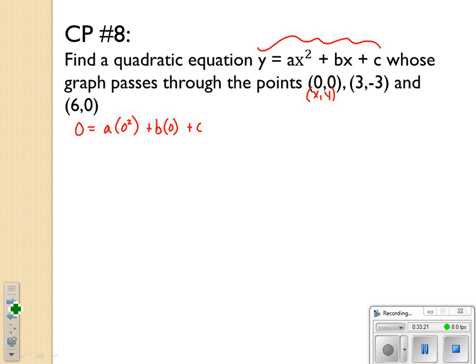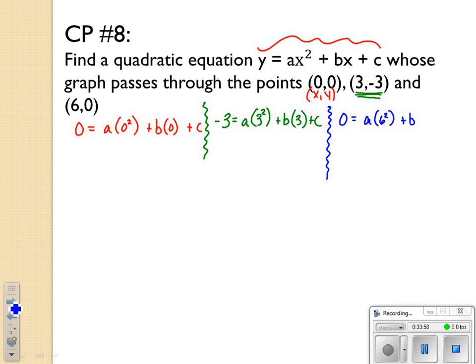Okay, let's make our second equation. Using this one now, the y value is negative 3. I'm going to do a divider here. A times, my x value was a 3, so 3 squared. B times that 3, plus c. So simplifying, well, we'll do that in a second. Let's write our third equation up first. 6, 0 is our final point, so the y value is 0. X value is 6, so we want 6 squared next to our a. And then b times that 6 and plus c.